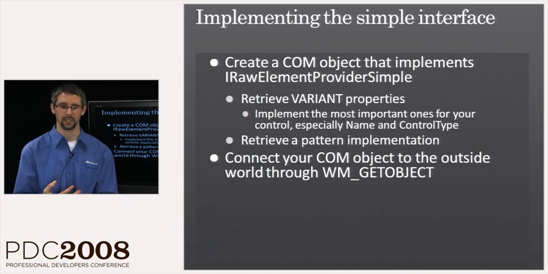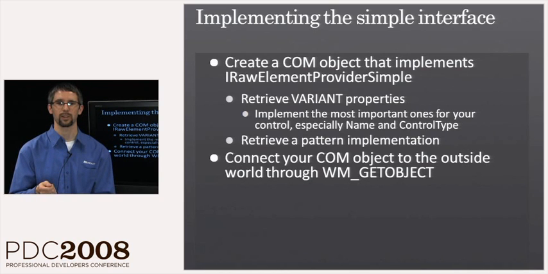Once you've got that COM object done, you're going to connect it up to the outside world through WM_GETOBJECT. You handle that message, you create an instance of your object, and you return it through a special UIA function. There's a sample for this up on MSDN. I'll walk through it in a couple slides so you can see how this looks.